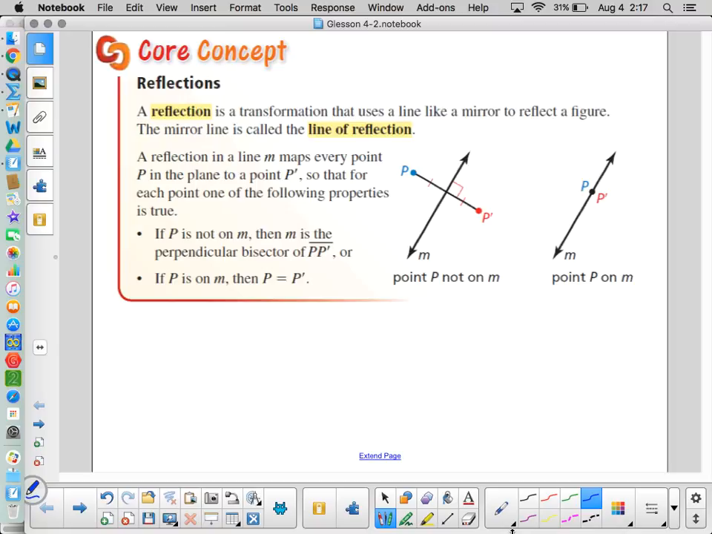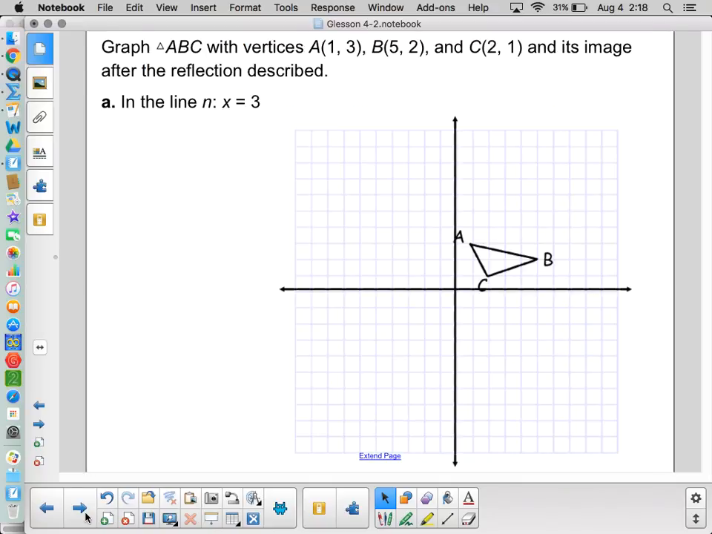We know from our study of perpendicular lines that we always go perpendicular to the line, and so these distances are equal and they're both perpendicular lines. That in fact, M is the perpendicular bisector of the segment PP primed. So that's what a reflection does. Now let's take a look at some examples of this.